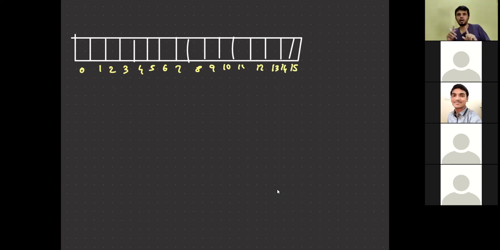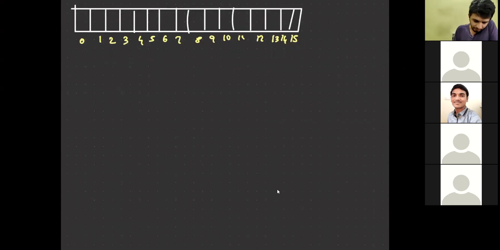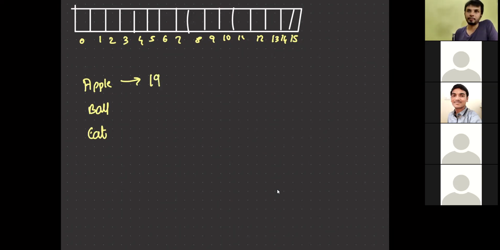You have a fixed size. So I've taken a hash space of 16. Let's take an example of normal keys and values. Let's say I have apple, I have ball, I have cat. Let's say I passed them through a hash function, and for apple the hash came out to be 19, for ball it came out to be 12, for cat it came out to be 13. Oh, sorry, not 19, let's say 11. Instead of 11, let's take 6. Okay. 6, 12 and 13. So I would mark 6 as taken.